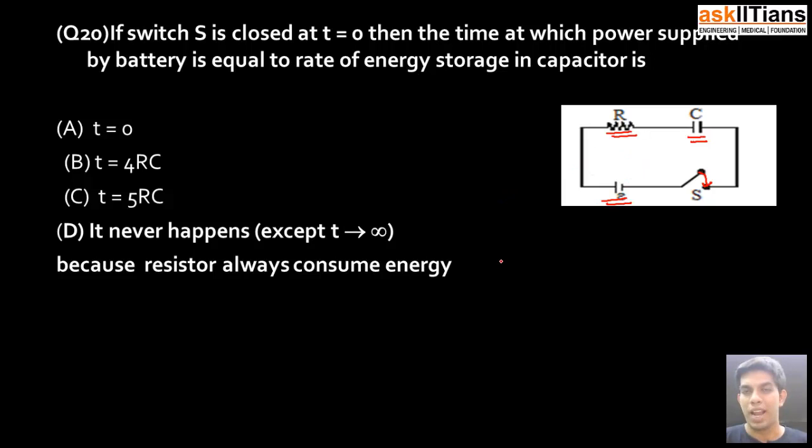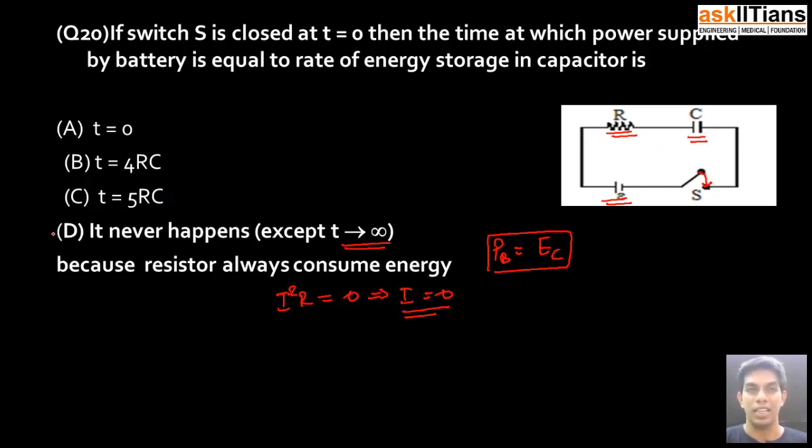So for power supplied by the battery, that is PB, to equal the energy stored by the capacitor, heat loss by the resistor has to be 0. That is, I squared R has to be 0. For this to be 0, I need my current to be 0. And this only happens at the steady state condition when t is very large. At a very large amount of time, we get I equal to 0, that is, my capacitor starts to behave ideally. Hence, D is the correct answer.